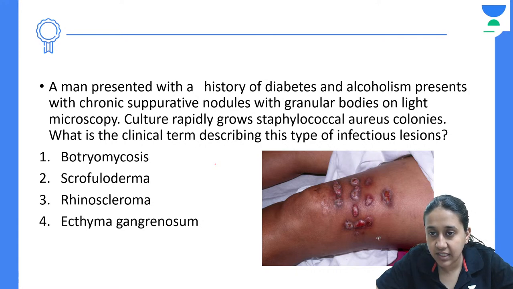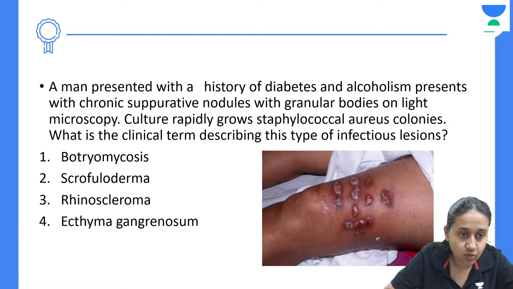A man with history of diabetes and alcoholism presented with chronic suppurative nodules with granular bodies on the light microscopy. Culture rapidly grows Staphylococcus aureus colony. What is the clinical term describing this type of infectious lesion? The correct answer is option number 4.